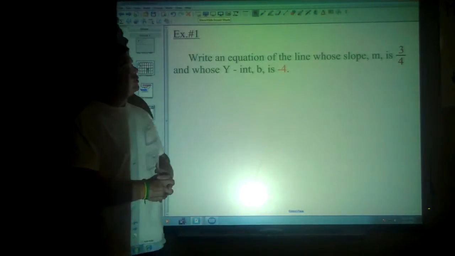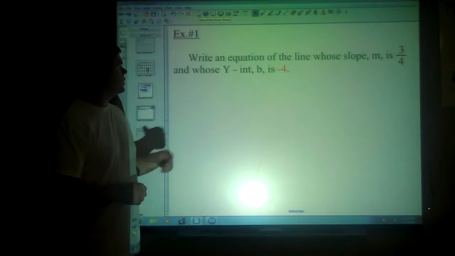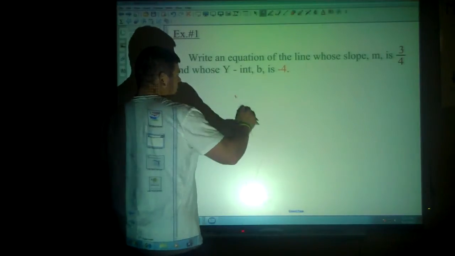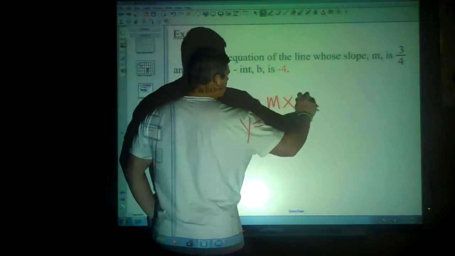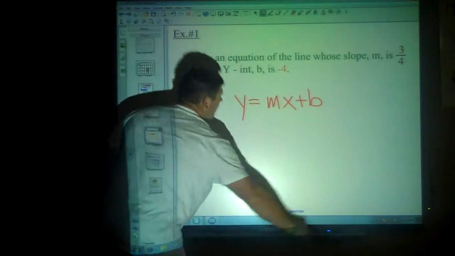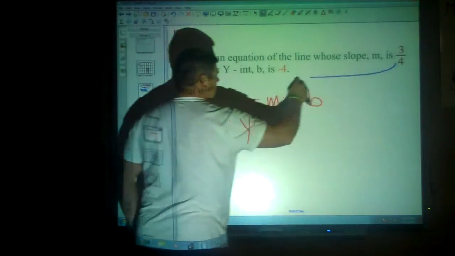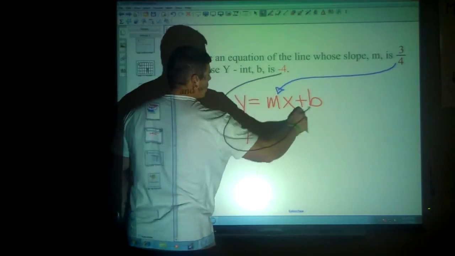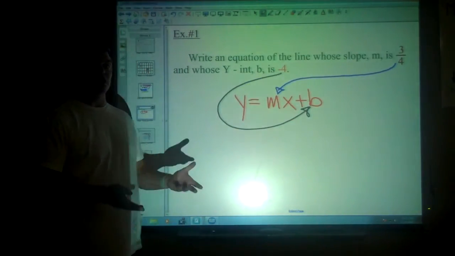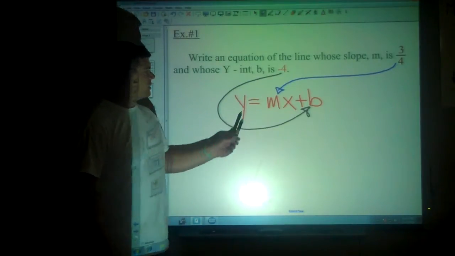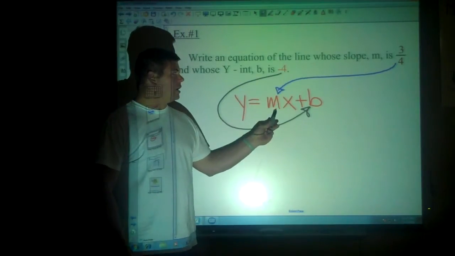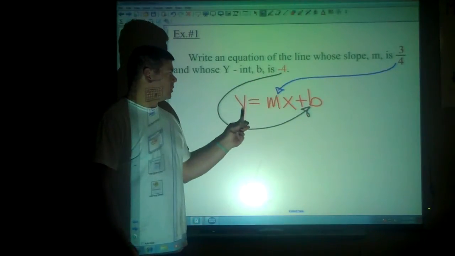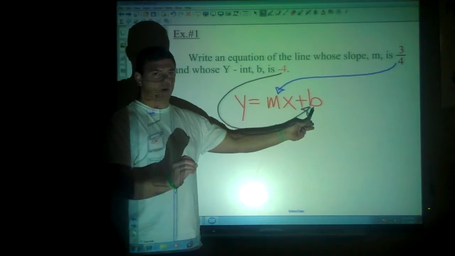Write an equation of the line whose slope, m, is 3/4 and whose y-intercept, b, is -4. We know the generic form, y equals mx plus b. We simply have to be able to take the m value and substitute it in, and the b value and plug it in. If we can put things in the right spots, we'll be okay. Typical mistakes. People accidentally put the -4 right here. Sometimes people put the -4 in for y, because they have y-intercept, they think that's what y is. Remember, this is a very specific y value.